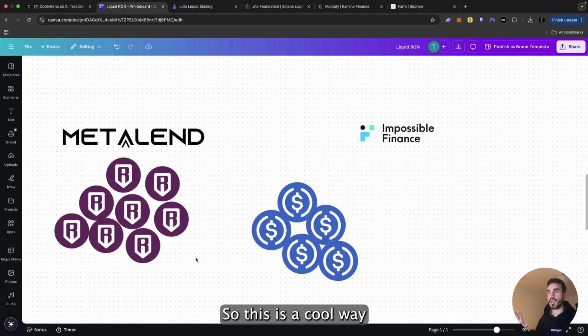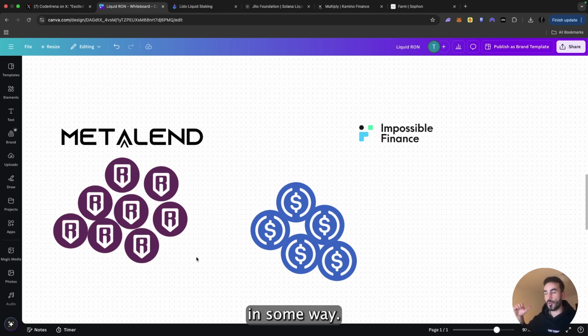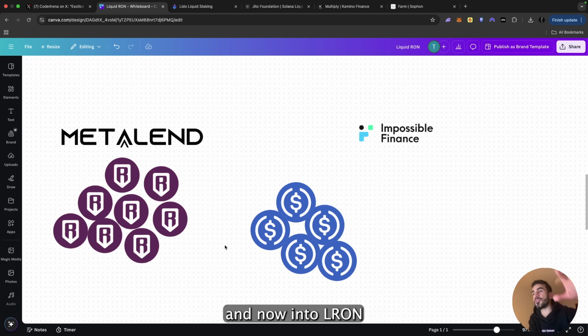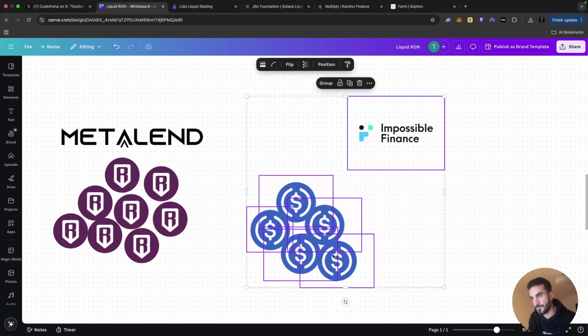So this is a cool way that you have your RON staked and you're able to use it in some way. Now, getting into a position like this is using a form of leverage, so you are increasing your risk. There is a risk of liquidation. There's lending fees that you have to pay attention to. But the point is, the RON that you have locked and now into LRON can still be used for other things. All your money is not just trapped in Ronin validators and you're just waiting for the rewards.